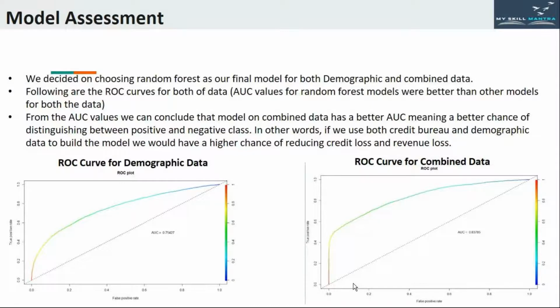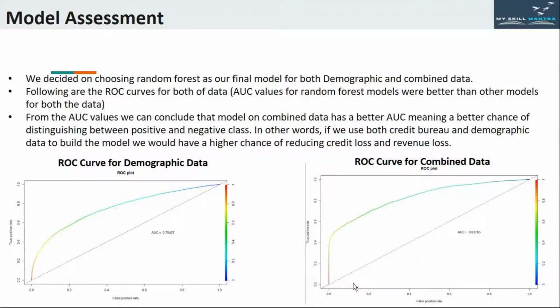So in the end, after looking at the model comparison results and tuning the model parameters, we decided on choosing random forest as our final model for both the demographic and combined data. Now we are going to use something called the ROC curve for both the data to find the AUC, or the area under the curve values for them. Looking at the figures, we can safely conclude that the model on combined data has a better chance of distinguishing between positive and negative class, because it has a better AUC value than the other model.